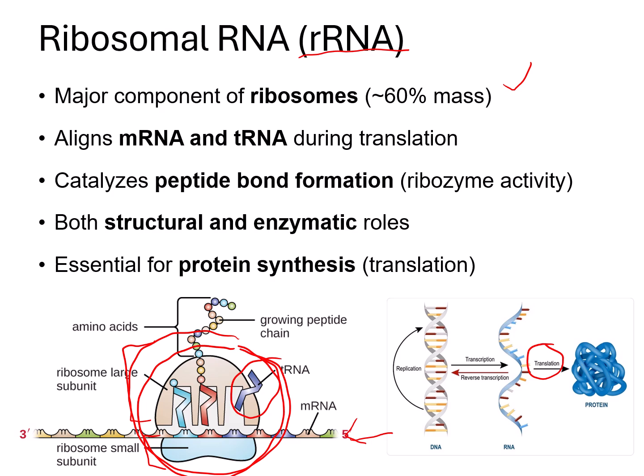Most importantly, it catalyzes peptide bond formation between amino acids, making ribosomal RNA a ribozyme. Remember that not all enzymes were proteins. Some of them were RNA molecules called ribozymes. So that's what we're talking about here. And these ribozymes have both a structural and enzymatic role.